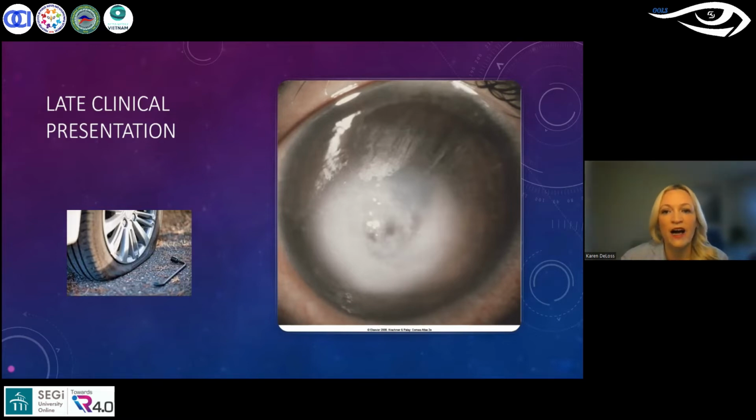It's usually something that you're going to see. There isn't much you can do about it till later. Most of these patients will have to have a corneal transplant, but it looks just like this picture.